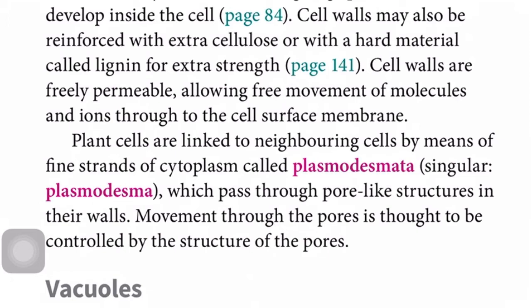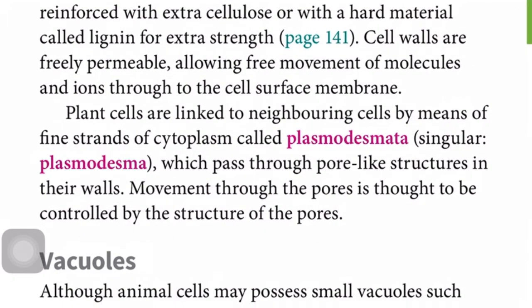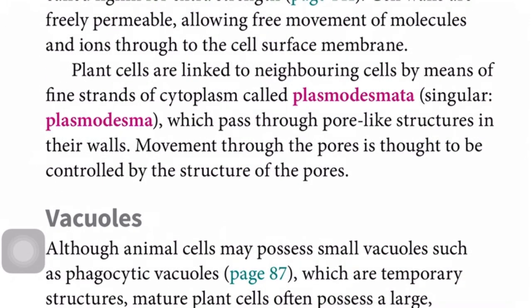Cell walls may also be reinforced with extra cellulose or with a hard material called lignin for extra strength. So extra cellulose may also be added into the cell wall, or a hard material called lignin can be added for extra strength. Cell walls are freely permeable, allowing free movement of molecules and ions through to the cell surface membrane. Plant cells are linked to neighboring cells by means of fine strands of cytoplasm called plasmodesmata, which pass through pore-like structures in their walls. Movement through the pore is thought to be controlled by the structure of the pores. Nothing much to explain here.